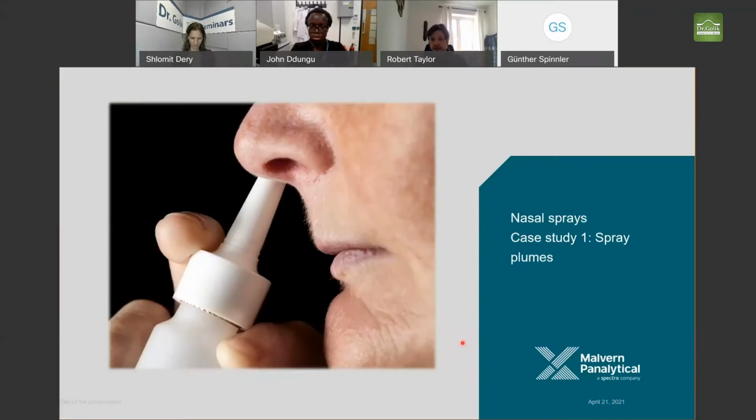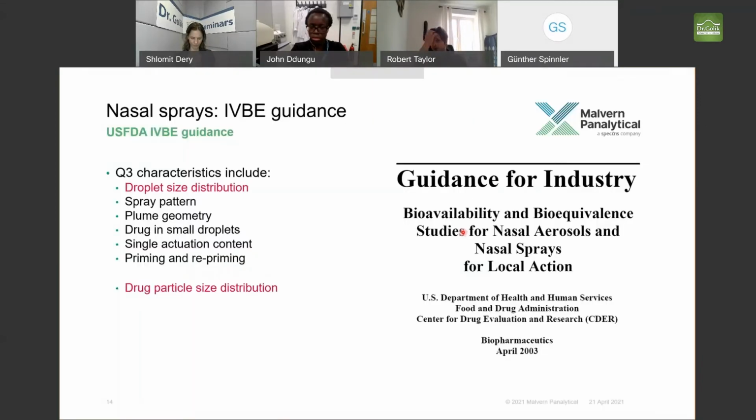Right, so that's that in a nutshell. On to the first case study, and this is on nasal sprays, looking at plume. So we're looking at the spray type technique here. And there's some guidance for industry we see here. So we have some regulatory guidance. This is actually quite an old document, but it still holds true, with some recommendations for this Q3 type characteristic. So we're looking at the physicochemical properties here.